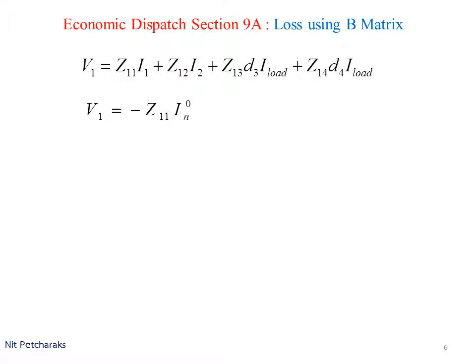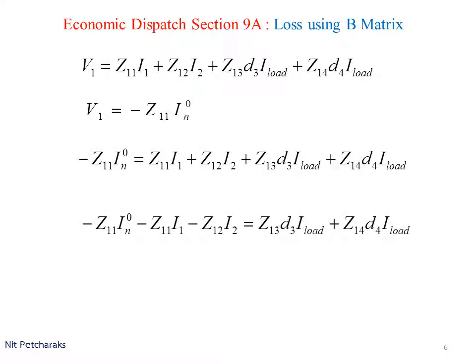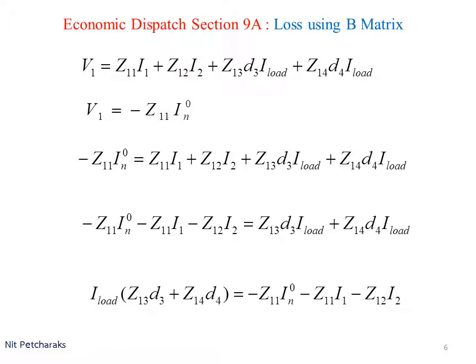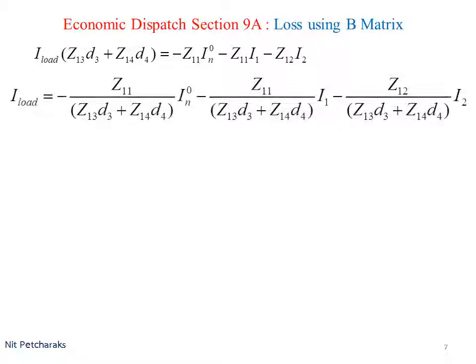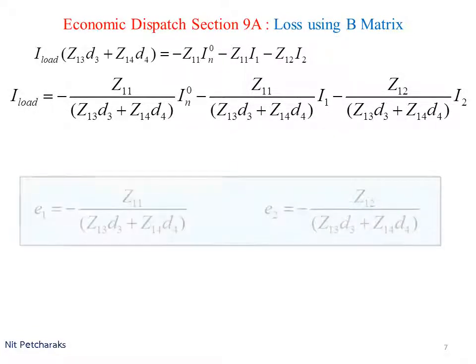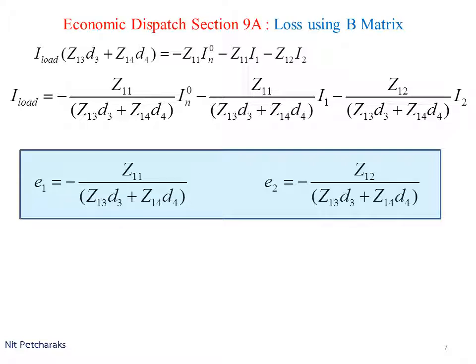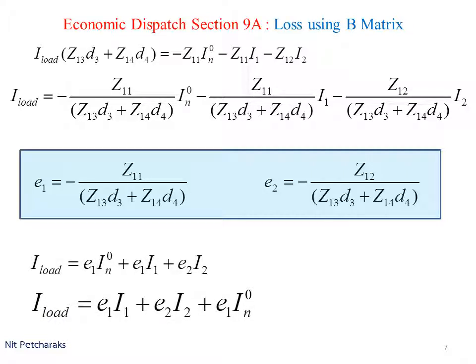From the previous equations, we replace V1 with minus C11 IN0, and then we rearrange the equation to put the load current in the left hand side. Now we can set the load current equation. Let E1 and E2 be the complicated term and rewrite it again. We've got a simpler load current equation.